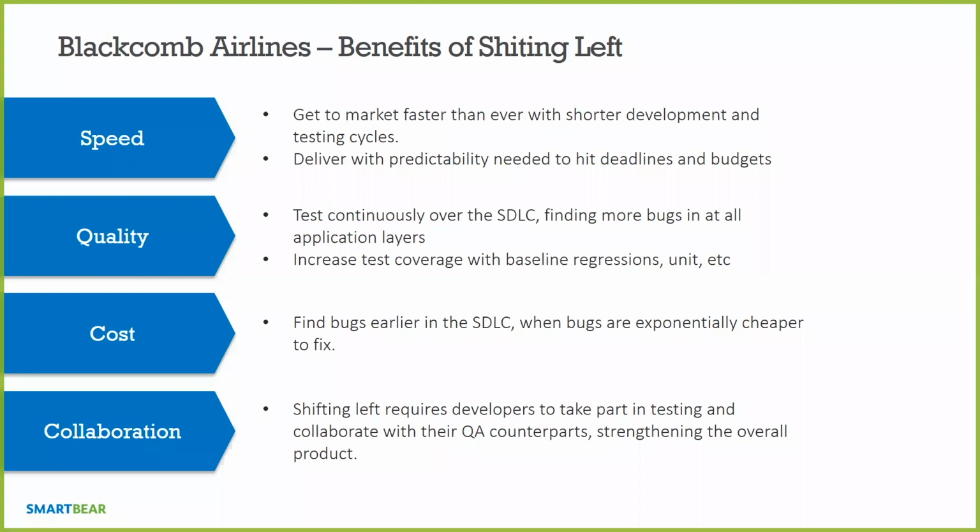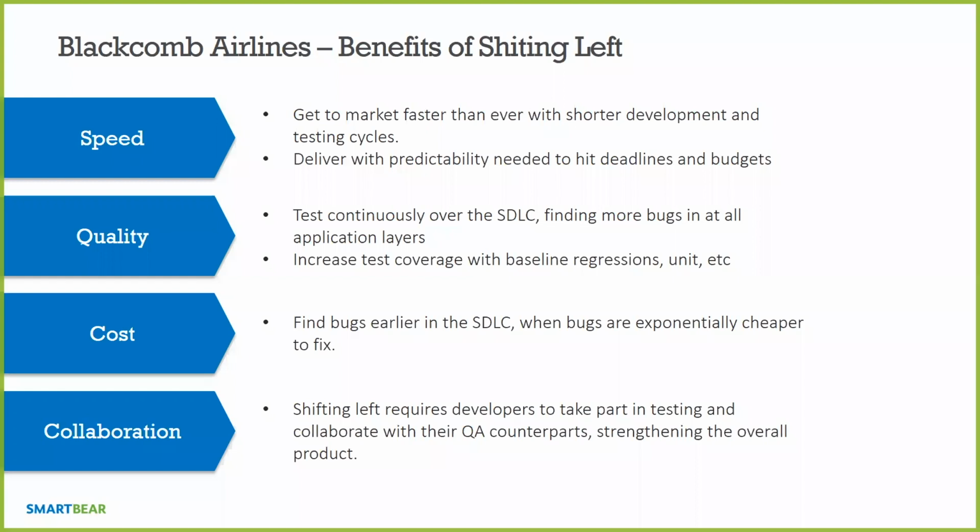For quality, you can test continuously over the SDLC. So this really harnesses the essence of continuous testing. You can find more bugs at all layers of the application. You can increase test coverage with baseline regressions and unit testing. With cost, we talked about how it's really cheaper to fix a defect earlier on. And that's something that Blackcomb Airlines also benefited from when they started moving towards this concept.